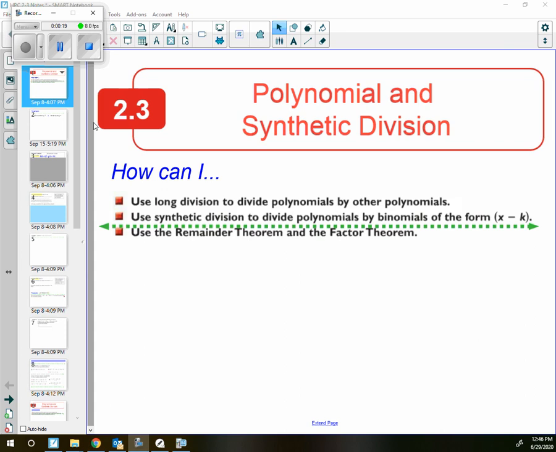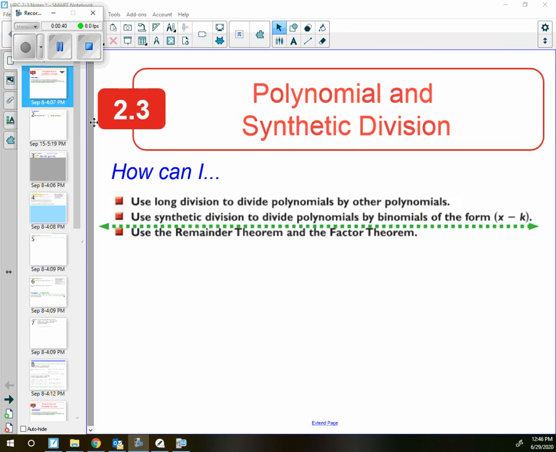But before we can get to synthetic division, which I know you've talked about in Algebra 2, we're going to talk about long division. So what it means to divide polynomials by other polynomials. So we're working on doing operations with polynomials. And we're going to use synthetic then to also divide by binomials of the form x minus k. So like our regular factors that we would see when we talk about polynomials. So that's kind of our part one.